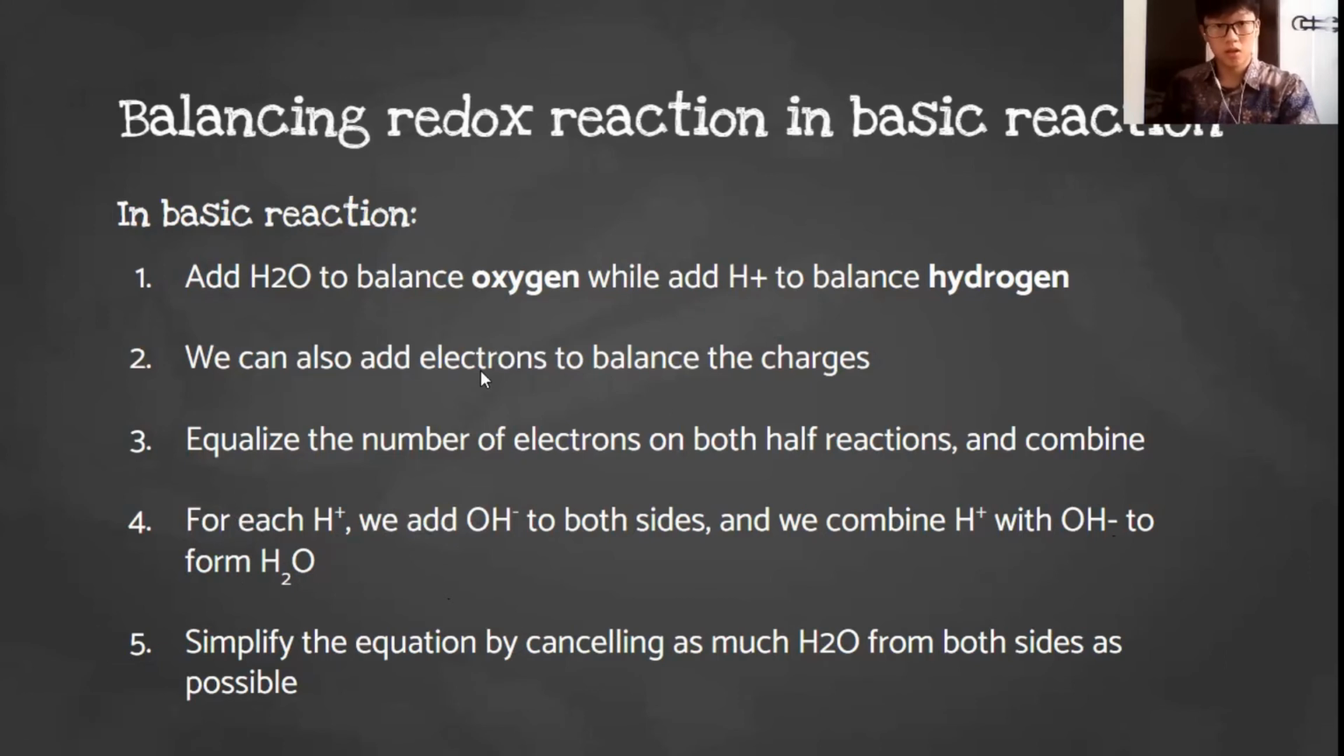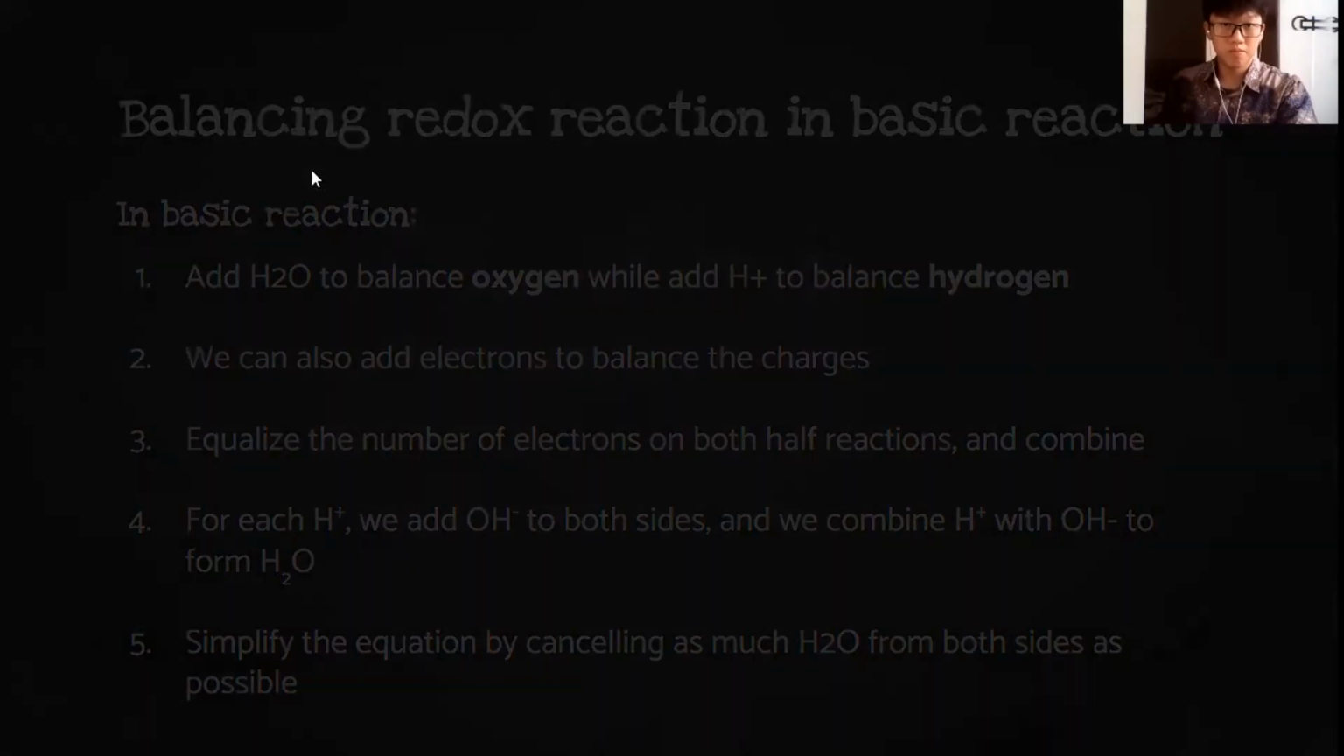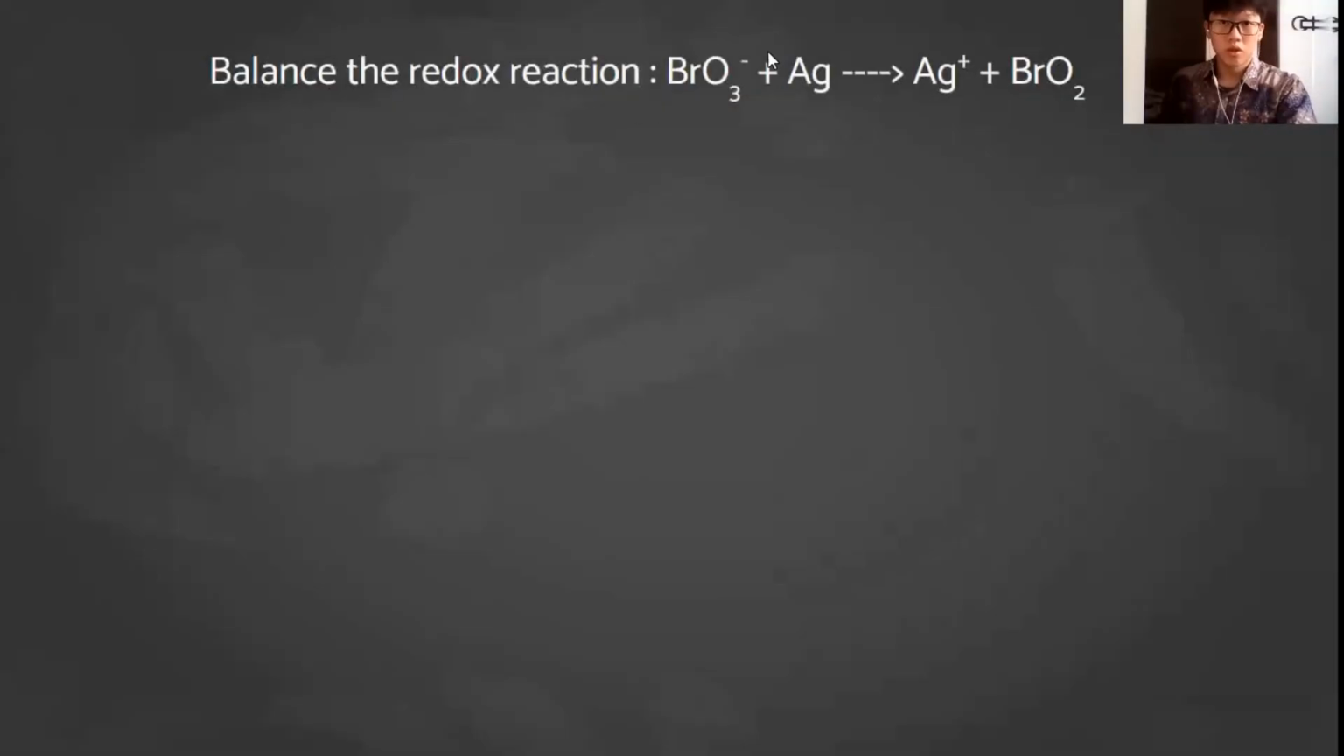So let's get to the example. Balance the redox reaction: bromate, or bromide, I forgot, I need to review this more, plus Ag, or silver, will yield Ag plus and BrO2, I forgot the name.